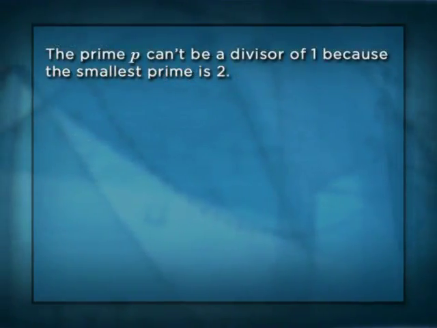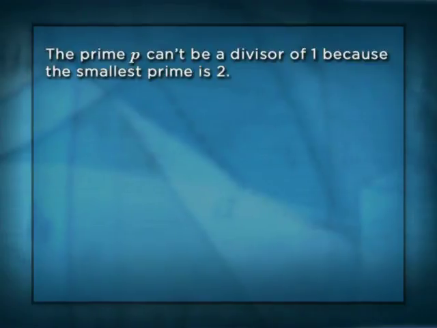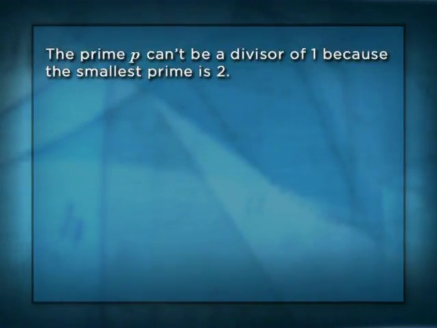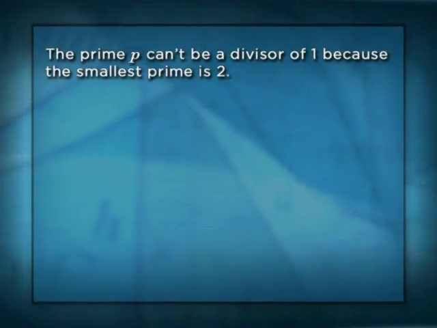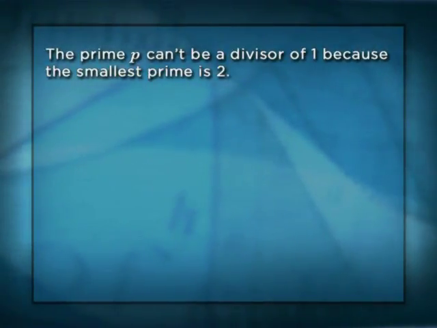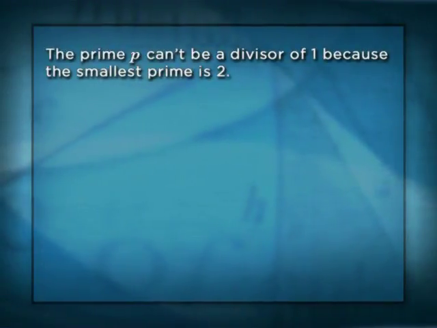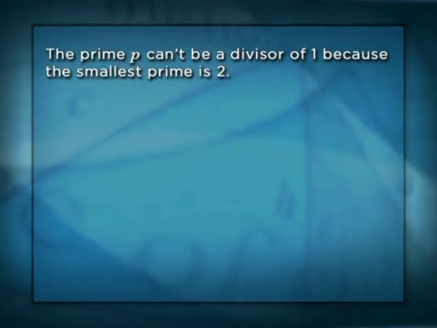But wait a minute. P is a prime. It can't divide evenly into 1 because the smallest prime is 2. Remember, the first number you hit is 2. 1 is a unit. 1 is not a prime. A prime can't be 1. The first prime you hit is 2. So the prime P cannot divide into 1.